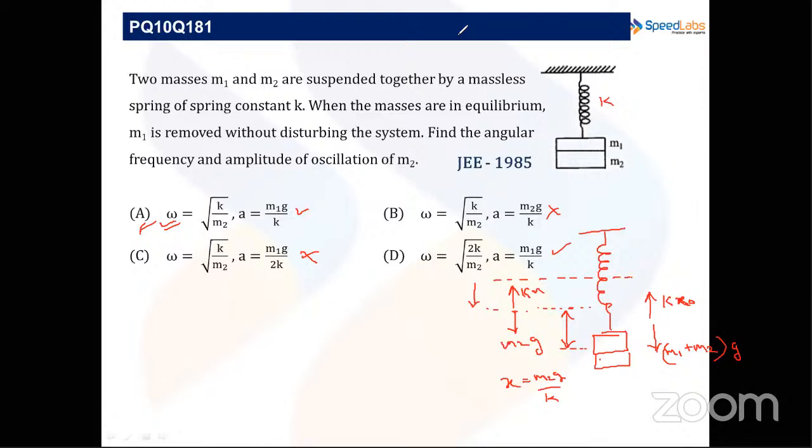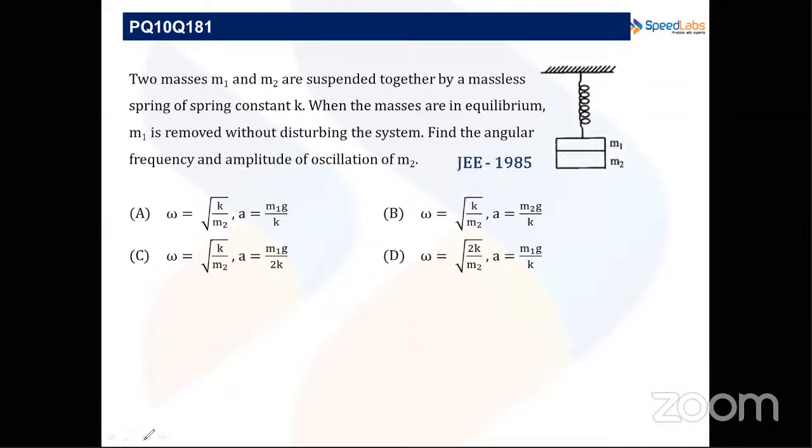Any confusion in this? Anyone? See, omega is under root k by m, and this is the mass which is attached. Now we have removed m1, so this is just m2. And amplitude, I have told you, is the difference between the equilibrium position and the new equilibrium position. It will start performing oscillation about the new equilibrium position with this amplitude and this angular frequency. Is there any confusion? I am moving to the next question.